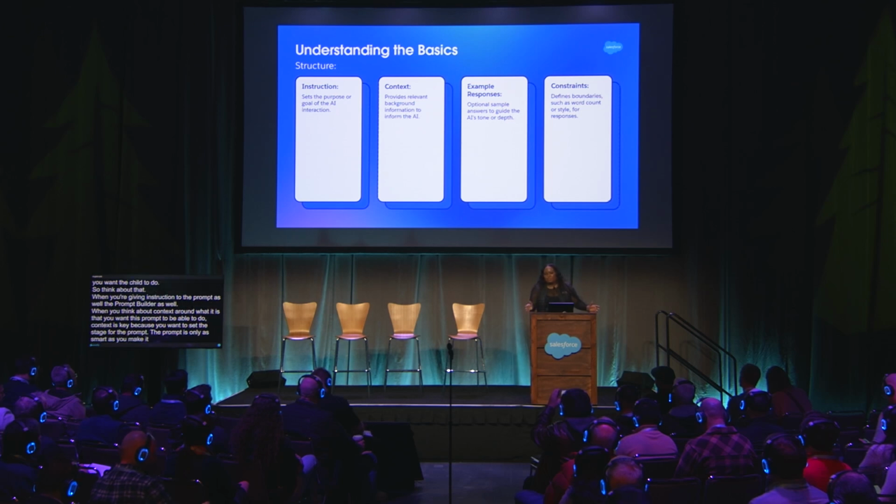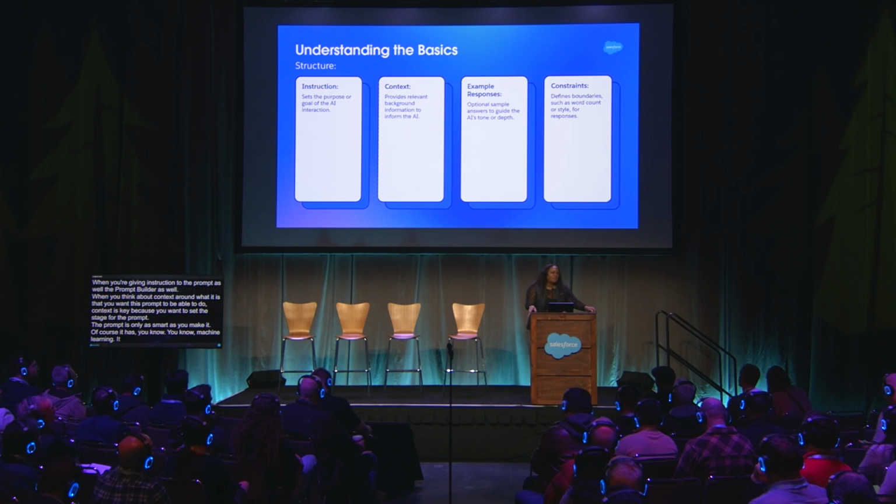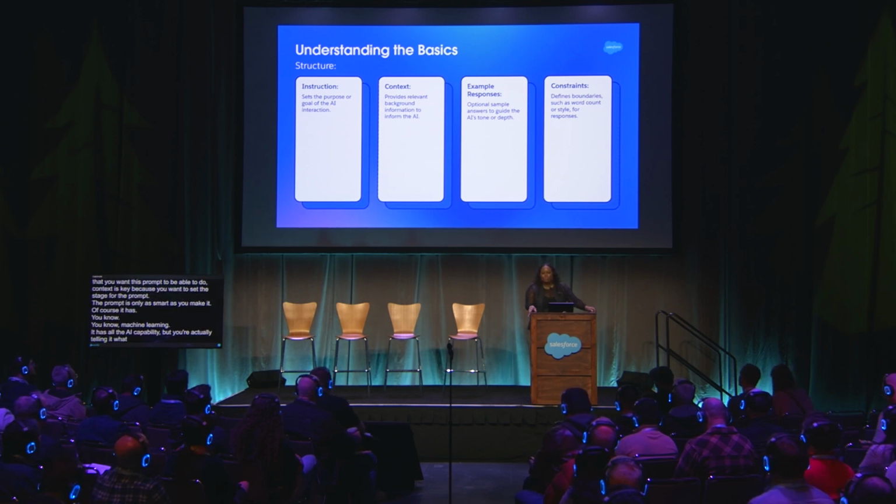So think about that when you're giving instruction to the prompt builder as well. When you think about context around what it is that you want this prompt to be able to do, context is key because you want to set the stage for the prompt. The prompt is only as smart as you make it. Of course, it has machine learning, it has all of the AI capability, but you're actually telling it what to do, why you want it to do it, and how you want it to do it.